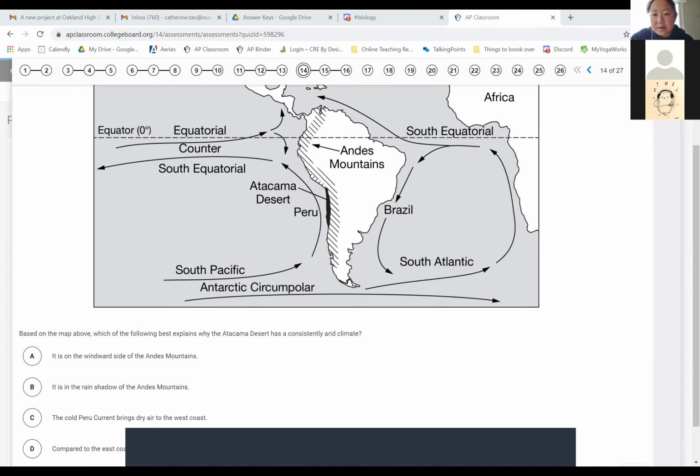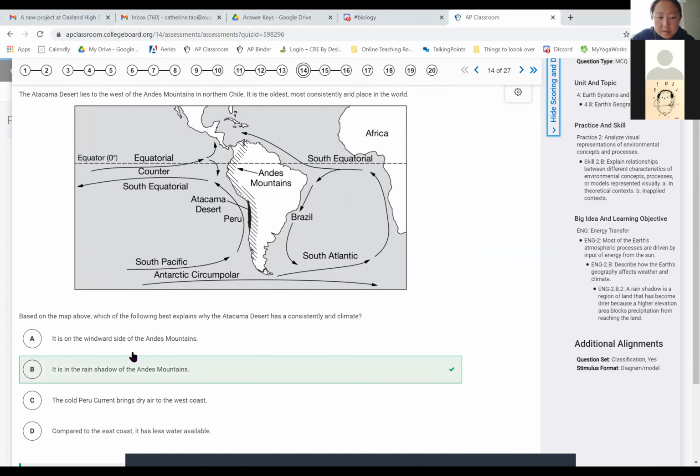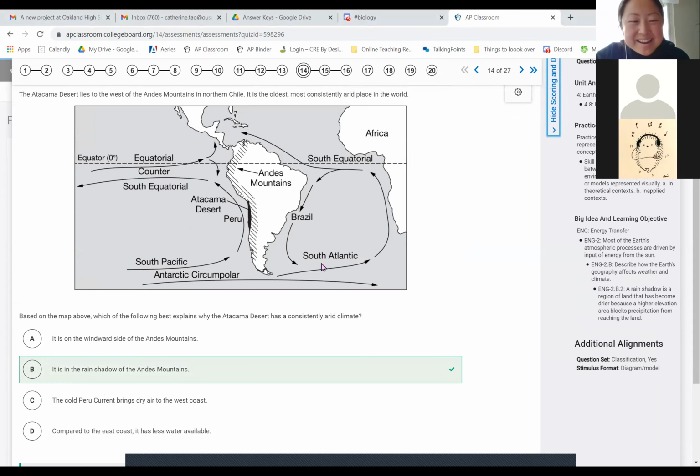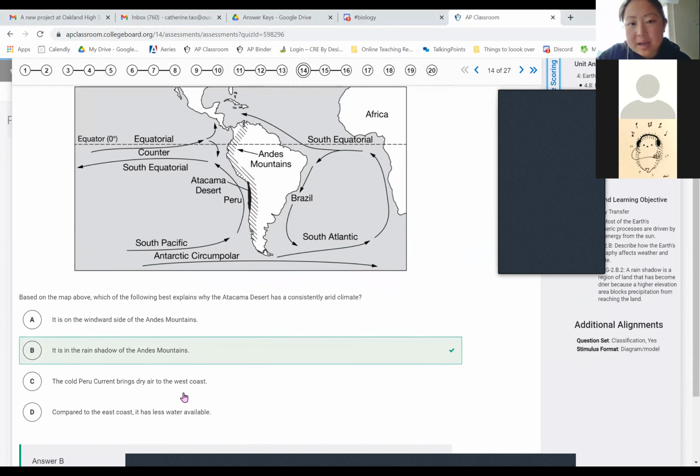Yeah, so okay, it is the rain shadow. Oh okay, wait, Caitlin. No, it's okay. So it is the rain shadow, and this is a phenomenon that you just have to remember.